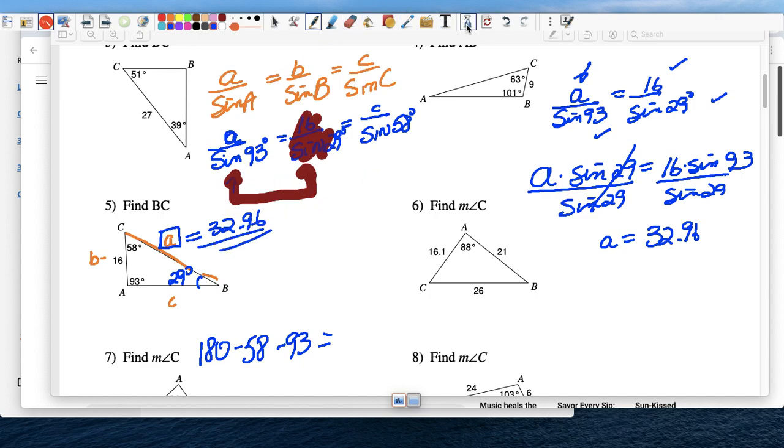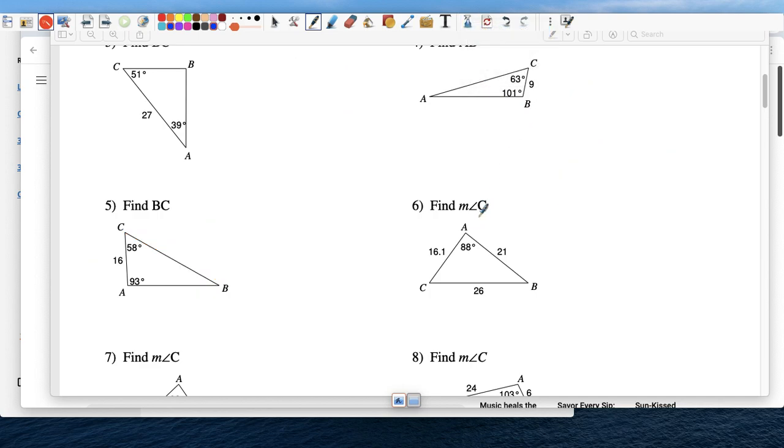For 6, which is our next one, this says find the degrees of this angle here. That's what we want. We know 3 sides, we know 1 angle, so I can't do 180 minus 2 angles to find angle C, because I don't know what angle B is. So let's set up our proportion. Let me label this. That's angle A, so this is little a. This is angle B, which means this is little b. This is angle C, which means this is little c.